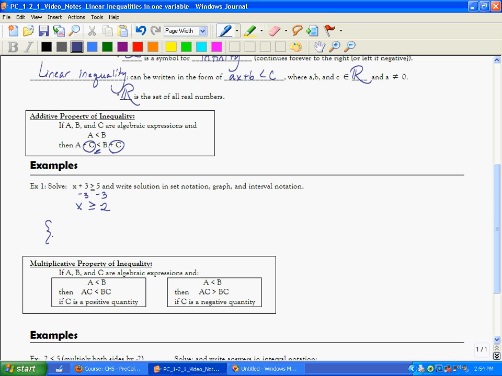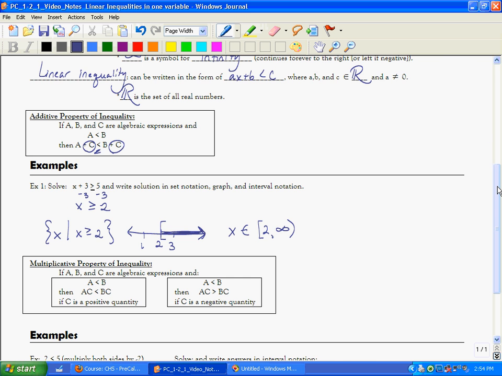If you write that in set notation, x is in the set such that x is greater than or equal to 2. If we write it in a number line process, 2 is our main number. It does include the 2, so we put a closed bracket on it, and it's greater than it, so we're going to shade to the right. And the last way is if we write it in interval notation, x is an element of the interval from 2, including the 2, and bigger all the way to infinity.